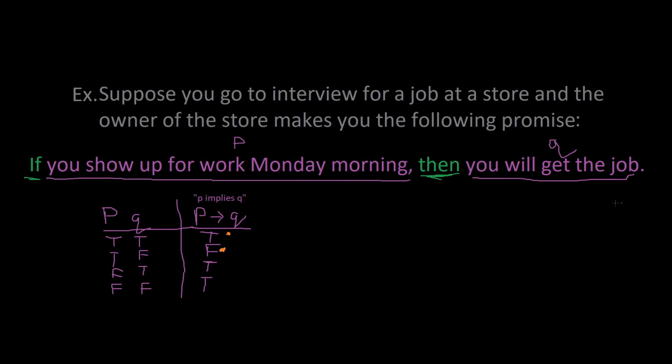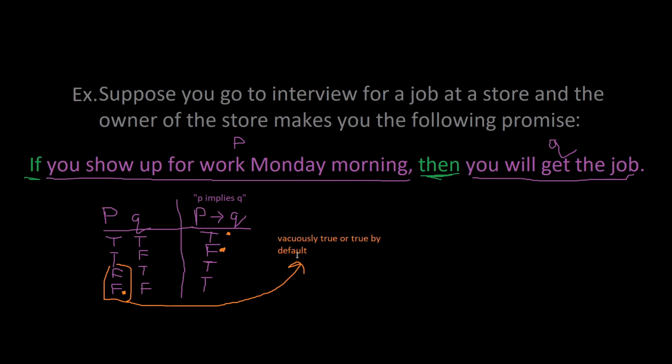Here we have another part of the statement: if you show up for work Monday morning, then you'll get the job. Let's say you didn't show up for work Monday morning. Then you can't determine whether you got the job or not, and therefore the statement is automatically true, because you cannot determine if the person was lying to you. You can only go by what you know. Right here we're going to tell you what these two cases mean. It's called vacuously true, or true by default.